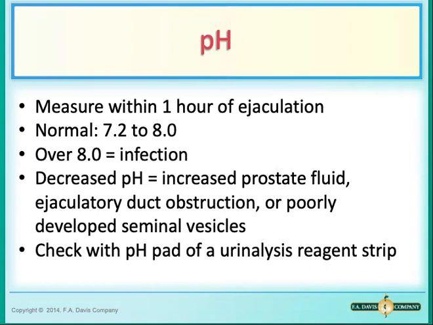The normal pH of the semen is alkaline, and it should range between 7.2 and 8.0. Increased pH could indicate infection within the reproductive tract, and a decreased pH can be associated with increased prostatic fluid. It can be associated with obstruction of the ejaculatory duct or poorly developed seminal vesicles.